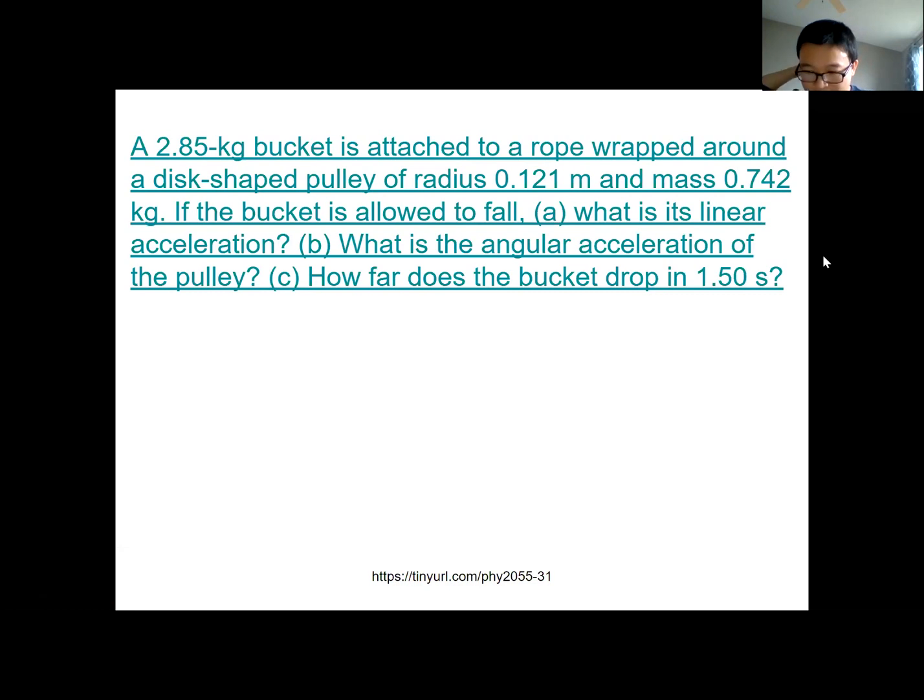Now, when we were in linear motion, I mentioned that unless otherwise specified, the disk or pulley in the system we treat as an ideal pulley. But in this case, it specifies the radius and the mass. So the mass is not negligible, it's 0.742 kilogram. So in this case the pulley is not an ideal pulley, and we will also have to consider the kinematics of the pulley here.